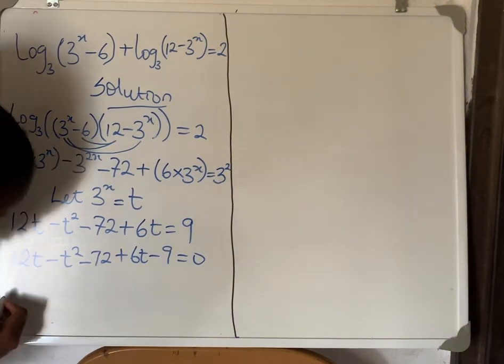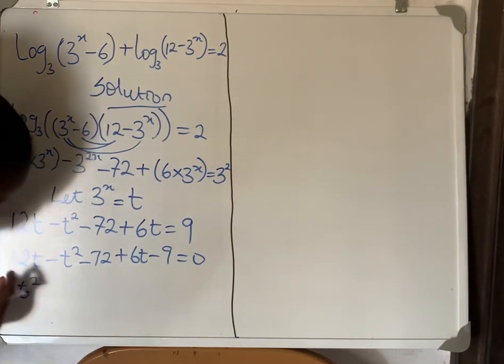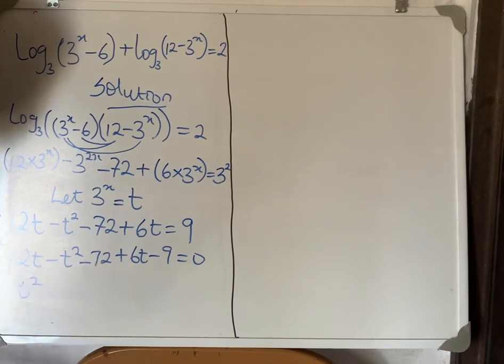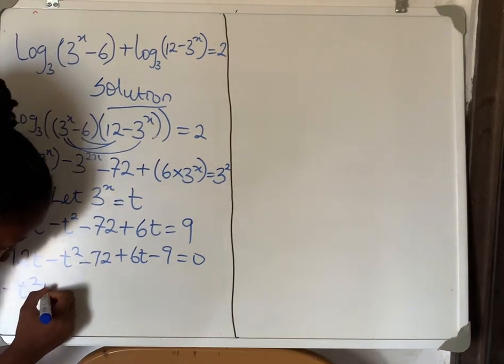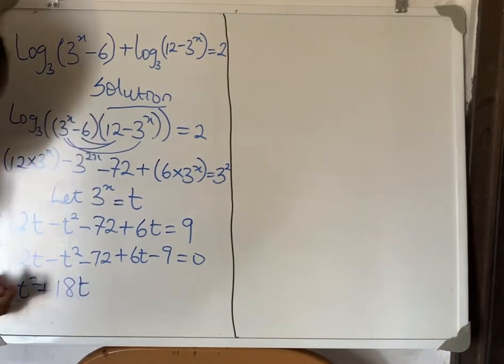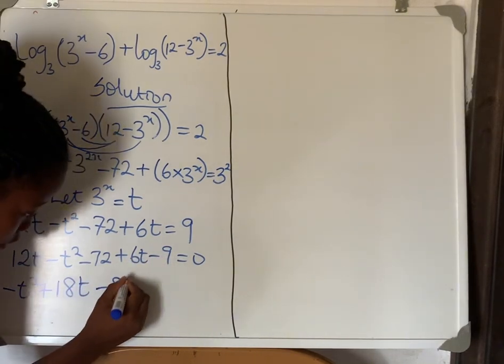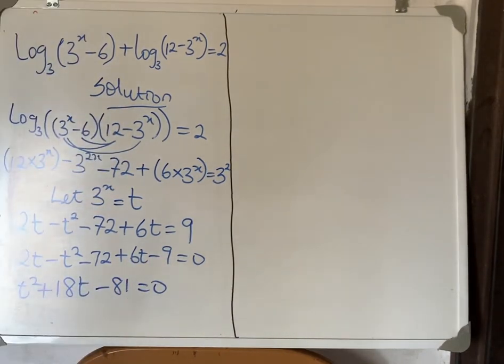So you bring this t squared forward. Minus t squared, we have our 12t plus 60 gives what? 18. So plus 18t minus 81 is equal to 0. So now we are trying to find what? T. But if you notice, there's a minus sign here.